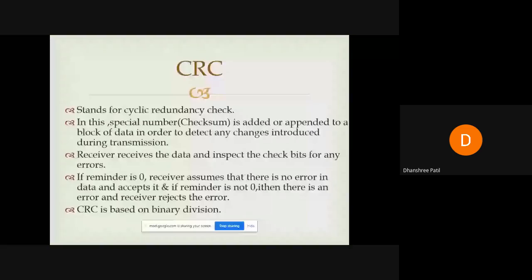Okay, so CRC is nothing but the cyclic redundancy check. It is one of the methods for error detection. Error detection means at the receiver side, whether the receiver has got the proper message which is sent by the sender or not. To check that, CRC is used. So we can say that CRC is only an error detection. It will not correct an error.